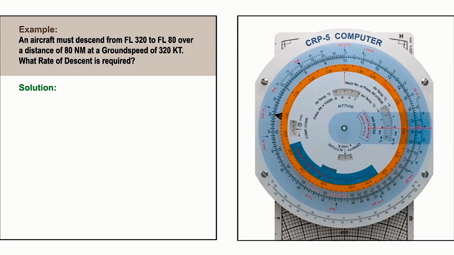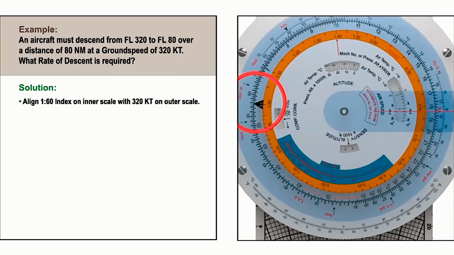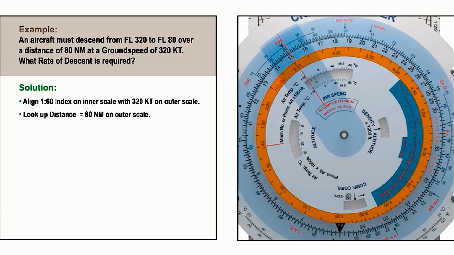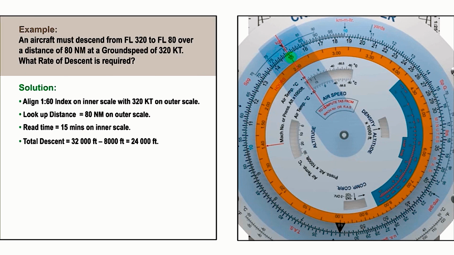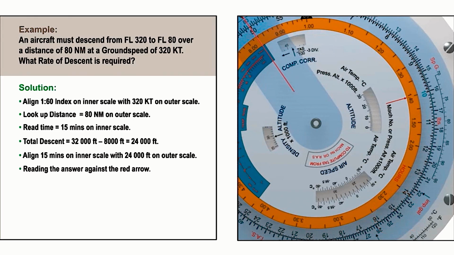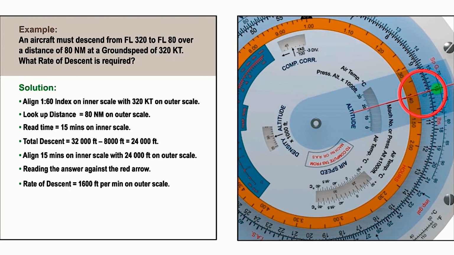First, we calculate how long it will take to travel the 80 miles. Placing the 1 in 60 index black triangle on the inner scale against the ground speed of 320 knots on the outer scale, we look up 80 miles on the outer scale and read off 15 minutes on the inner scale. The total descent is 24,000 feet. We divide 24,000 by 15 minutes by aligning 15 on the inner scale with 24,000 on the outer scale and reading the answer against the red arrow on the inner scale. In this case, the answer is a required rate of descent of 1,600 feet per minute.